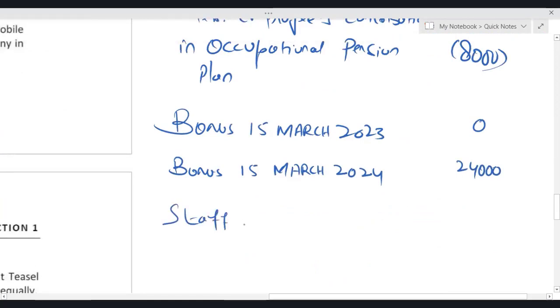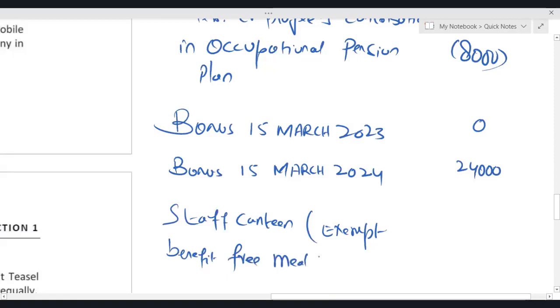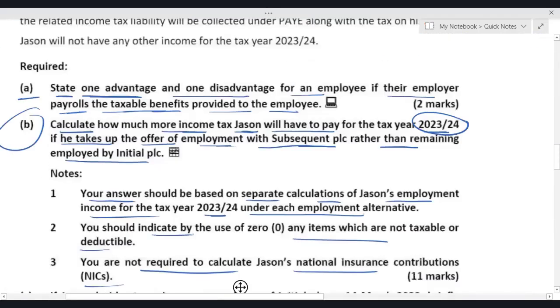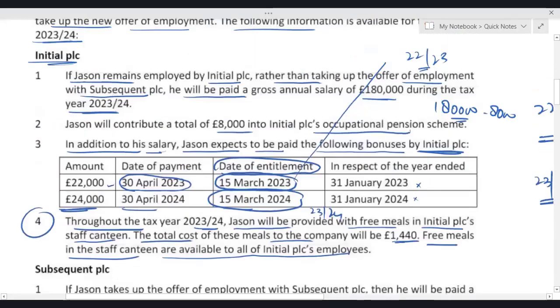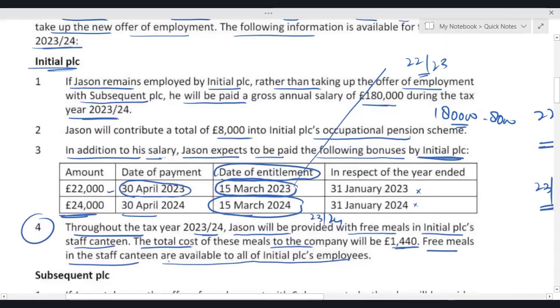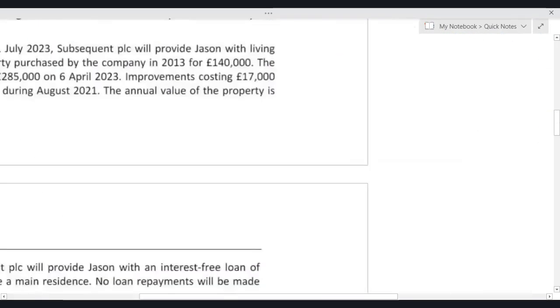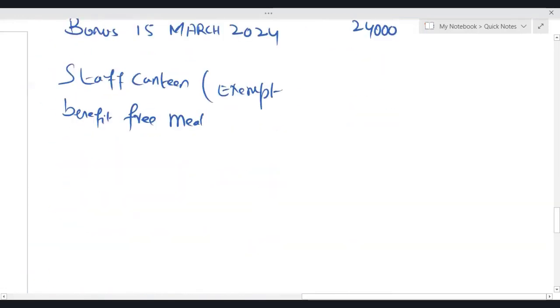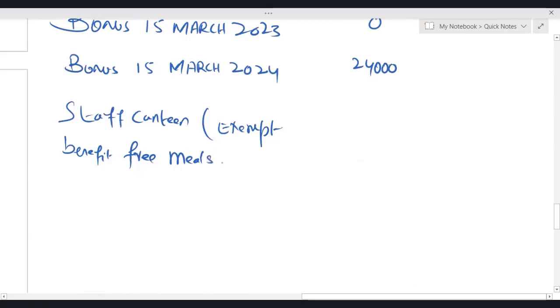So it is staff canteen, free meal, exempt benefit. Because these free meals are given to everyone. It is mentioned in the question. In the staff canteen, free meals are available to all the employees. Since they are available to all the employees, that is why it is exempt. Exempt benefit, that is free meals, we have to write 0.